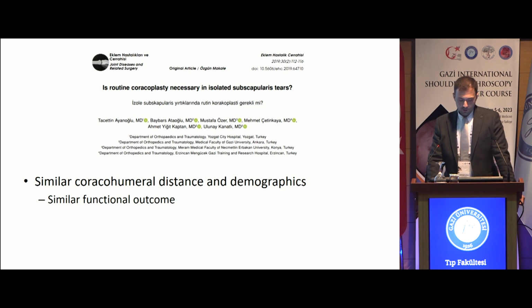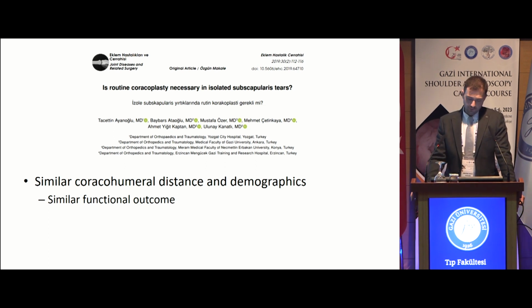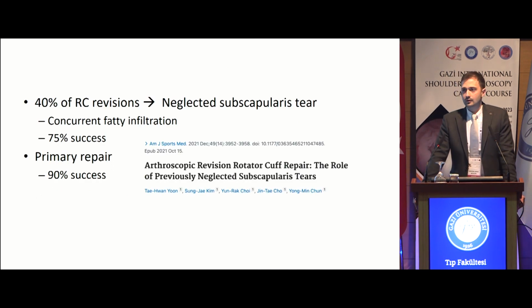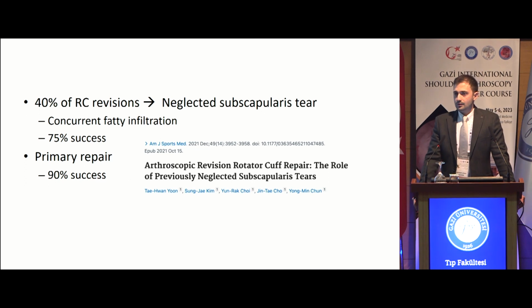Our team also published another study on this. It is a very valuable study because it only includes isolated subscapularis tears, and all the patients here have similar coracohumeral distances. One group received coracoplasty routinely and the others didn't, and the outcome was similar at 2 years, so we are straying away from coracoplasty quite a lot. To sum up, we can expect similar outcomes in subscapularis repairs to supraspinatus or infraspinatus repairs. It's a largely successful operation.